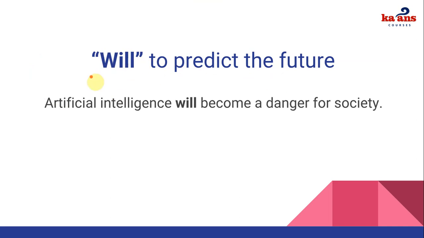But anyway, we can use will to predict the future. Okay? In this case, I'm going to use will with artificial intelligence. Artificial intelligence will become a danger for society. I don't know. This is just an example, but maybe it is, maybe it will not. Artificial intelligence will become a danger for society. What do you think? We use will.